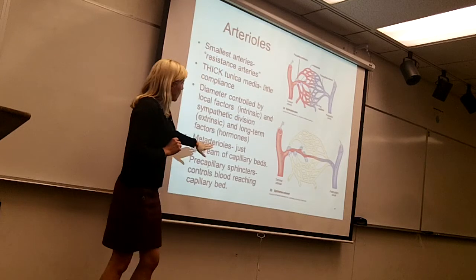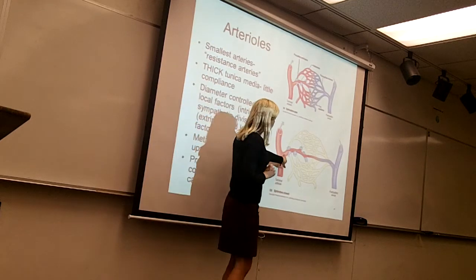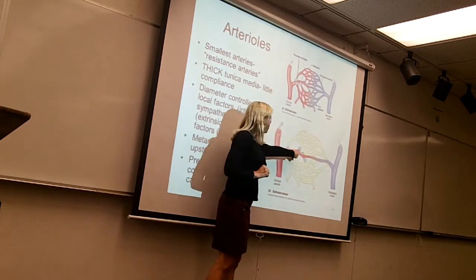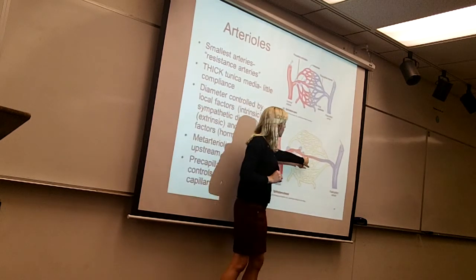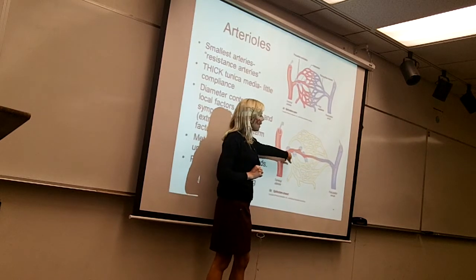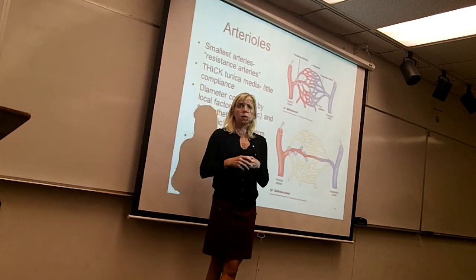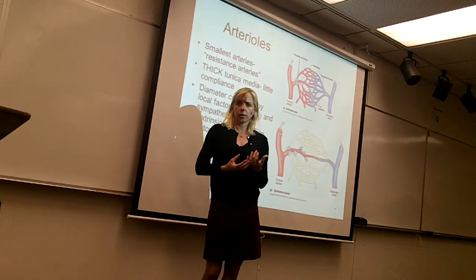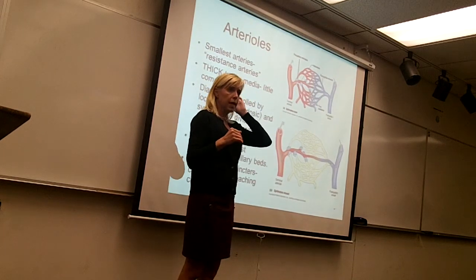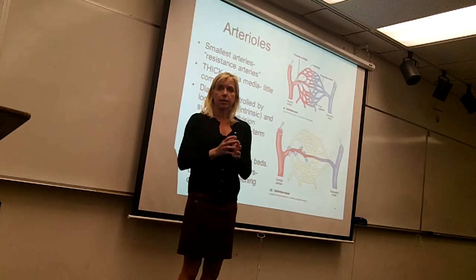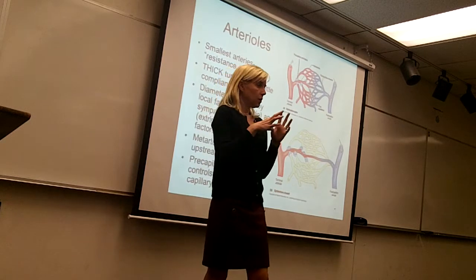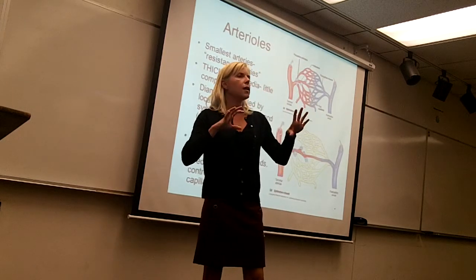Okay. So we have metarterioles that are branches off of arterioles that will lead to a thoroughfare channel. That's what this center area of the capillary bed is. We also have circular bands of smooth muscle called precapillary sphincters. Now, at any given time, most of your blood is in your veins, about 70% of your blood.